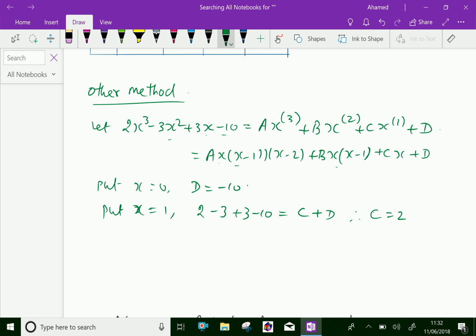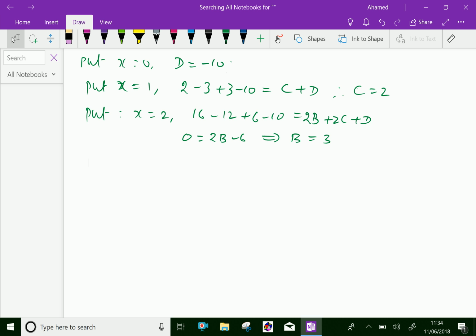Now similarly, putting x equal to 2, we get the terms: 2 into 2 cube is 16, minus 3 into 2 square is minus 12, plus 3 into 2 is 6, minus 10. This side is equal to 2b plus 2c plus d. Then we calculate, therefore 0 equals 2b minus 6, which gives b equal to 3.